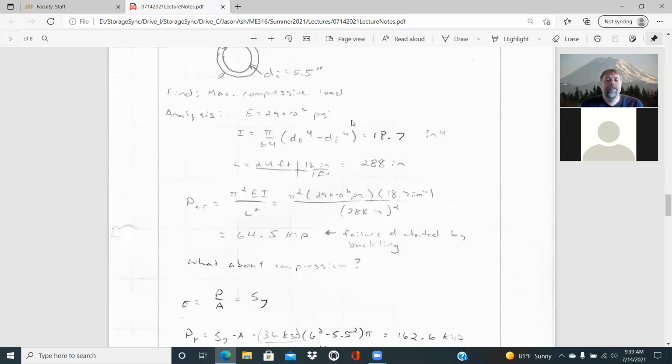And so P critical then is pi squared EI over L squared. And just placing those in there, we find that the units that would have come out is 64,500 pounds. And then I converted that to 64.5 kip.